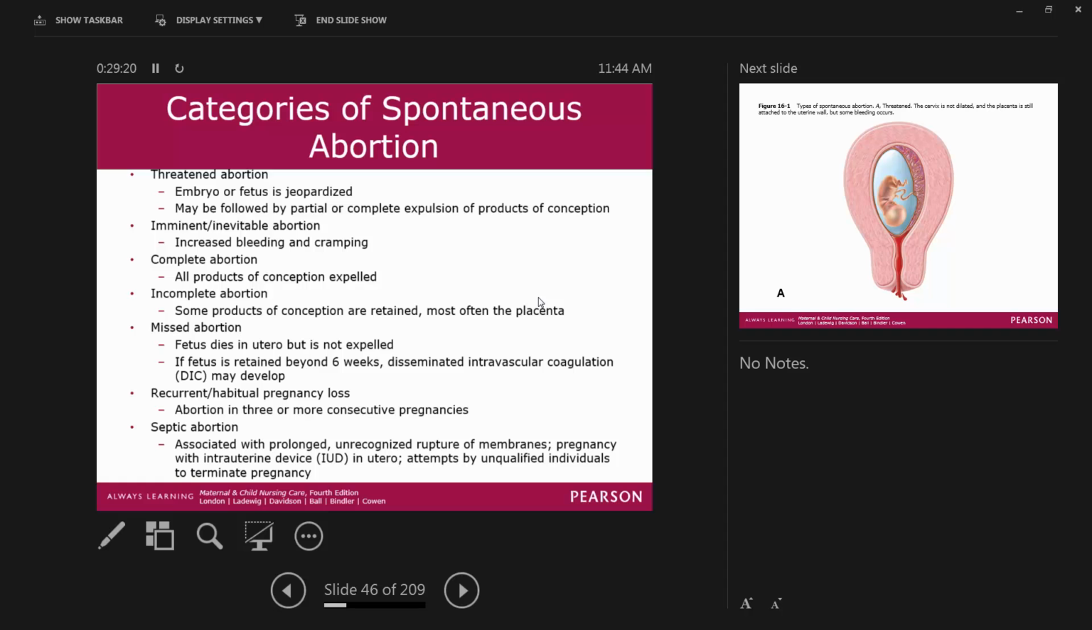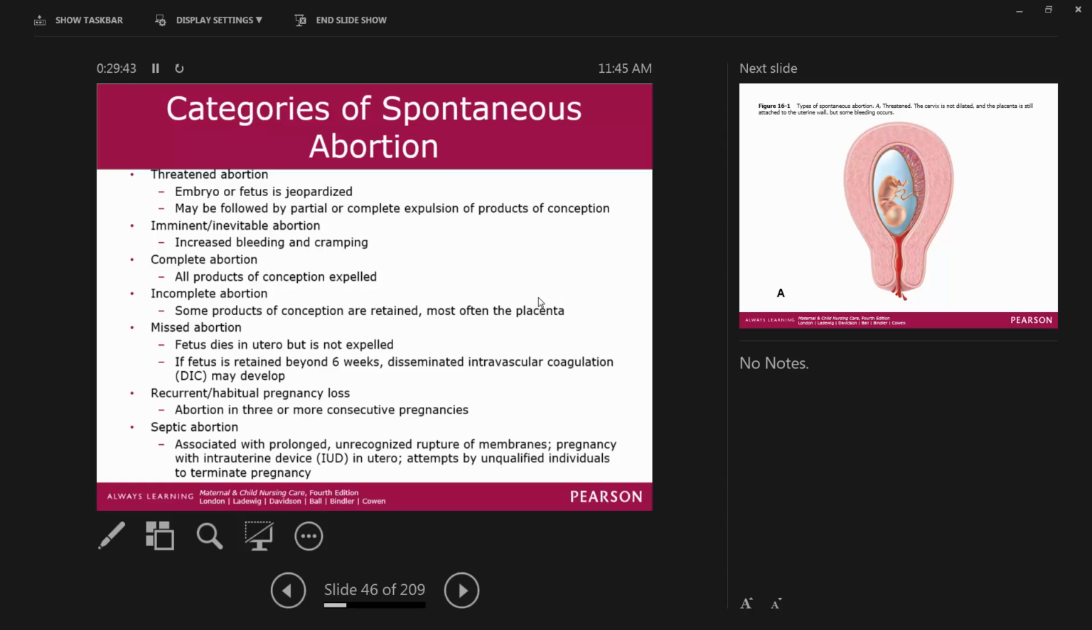Okay. All right. The recurrent or habitual pregnancy loss, that's just any abortions that occur in 3 or more consecutive pregnancies. So this woman is doing everything she can to get pregnant. She loses it. She gets pregnant again. She loses it. She gets pregnant again, and she loses it. Those are recurrent or habitual pregnancy losses.